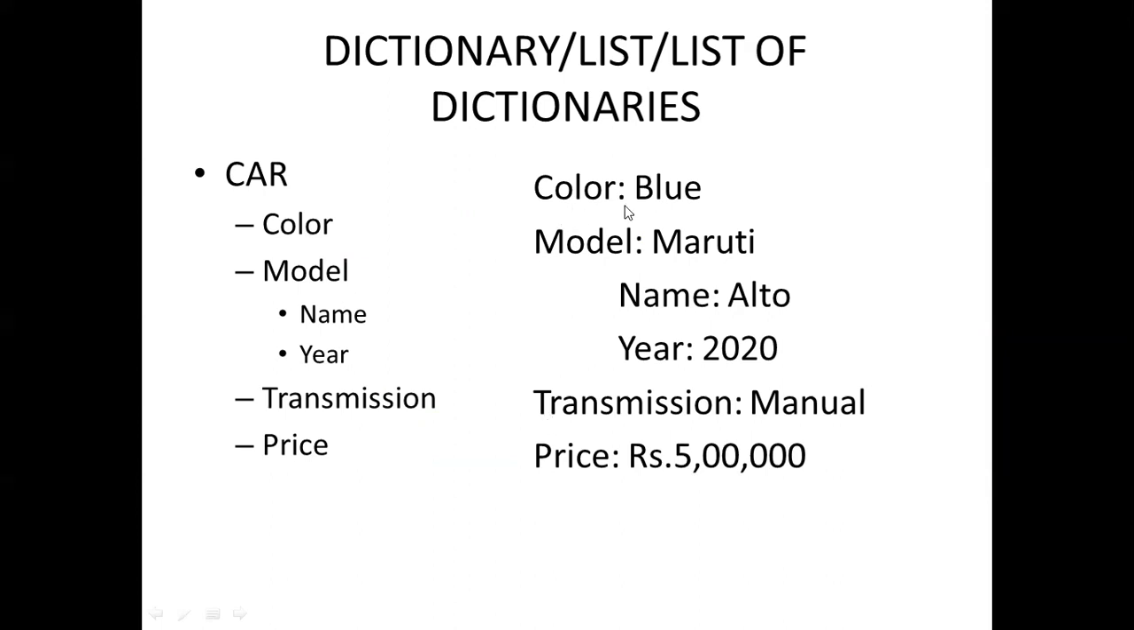This is how you generally write. Color is blue. This is the name. Year is 2020 model. I think Alto is the 2020. Yeah. Transmission is manual. This is the price, approximate price.